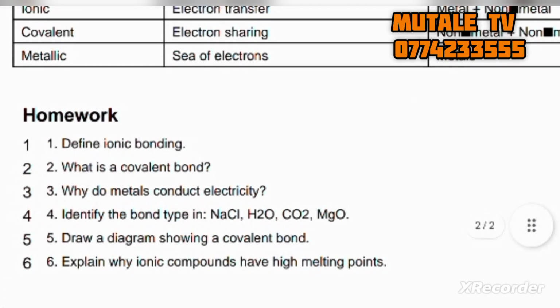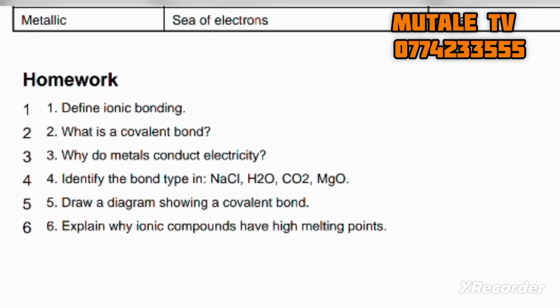Then homework. Define ionic bonding. What is a covalent bond? Why do metals conduct electricity? Identify the bond type in NaCl, H2O, CO2, and MgO. Draw a diagram showing a covalent bond and explain why ionic compounds have high melting points.